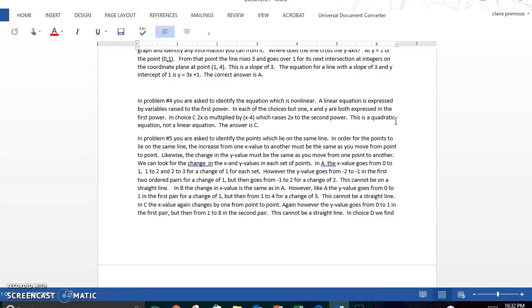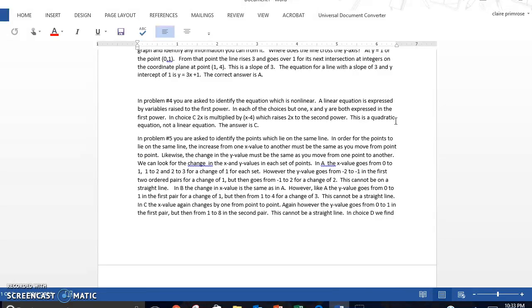In problem 5, you're asked to identify the points which lie on the same line. In order for the points to lie on the same line, the increase from one x value to another must be the same as you move from point to point. Likewise, the change in the y value must be the same as you move from one point to another. We can look for the change in the x and y values in each set of points.